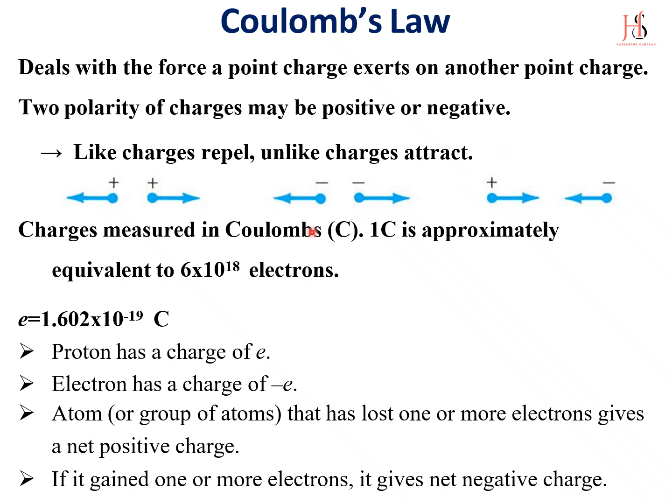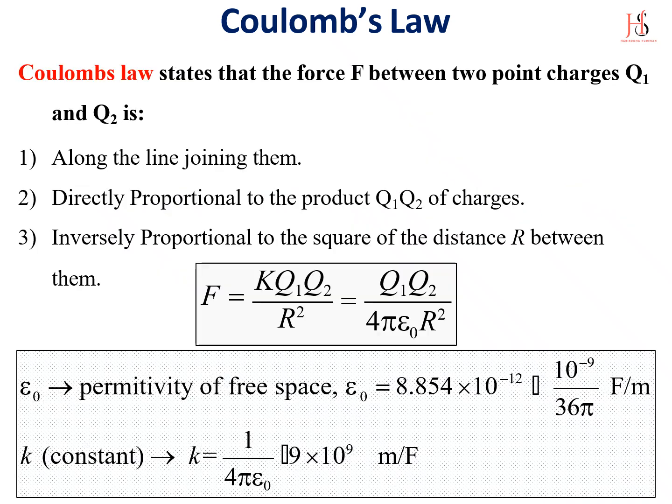The charge is measured in coulombs. 1 coulomb is approximately equivalent to 6 into 10 to the power of 18 electrons, and 1 electron is 1.602 into 10 to the power of minus 19 coulomb. A proton has a charge of e and an electron has a charge of minus e. An atom that has lost one or more electrons gives a net positive charge. If it gains one or more electrons, it gives a net negative charge.